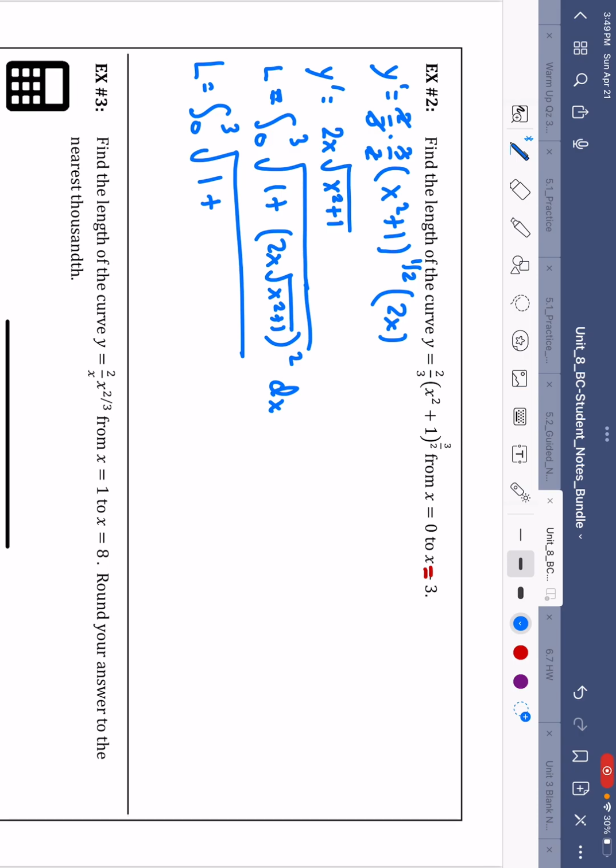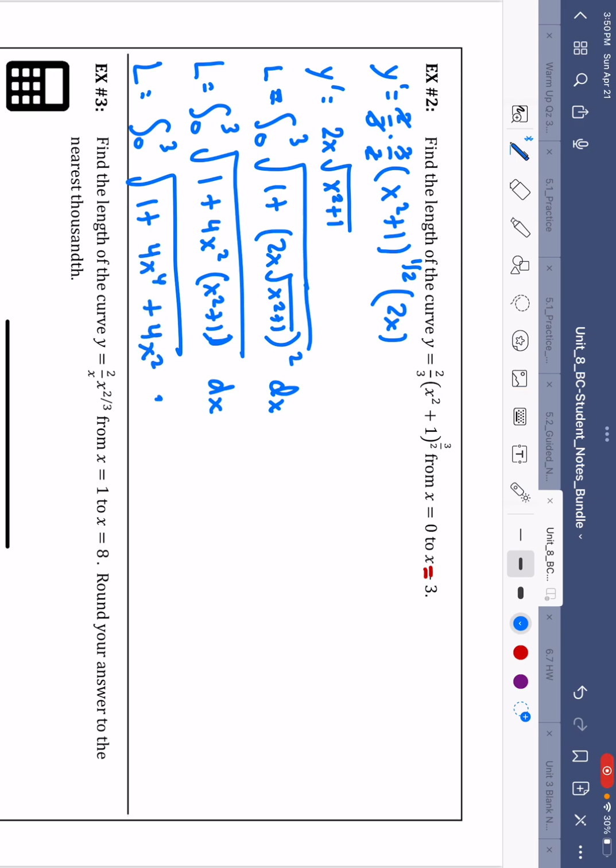So now I'm going to go ahead and square the 2, square the x, and square that square root, leaving us with just the x squared plus 1 there. So we've got 1 plus 4x to the 4th plus 4x squared dx. And I'm going to put these in order: 4x to the 4th plus 4x squared plus 1 dx.